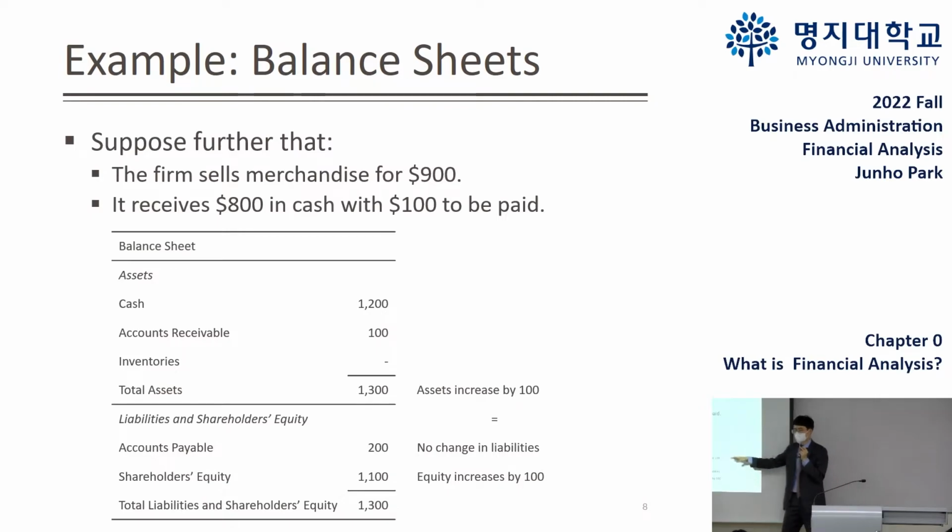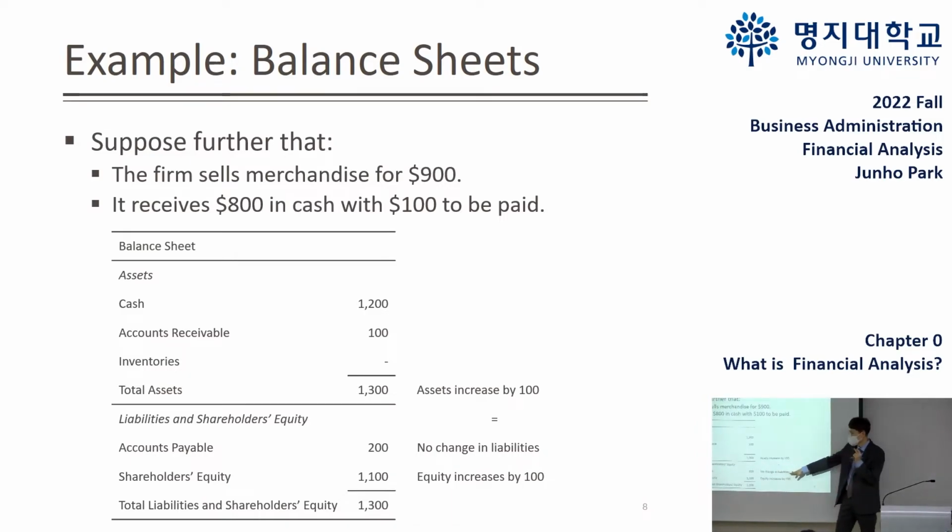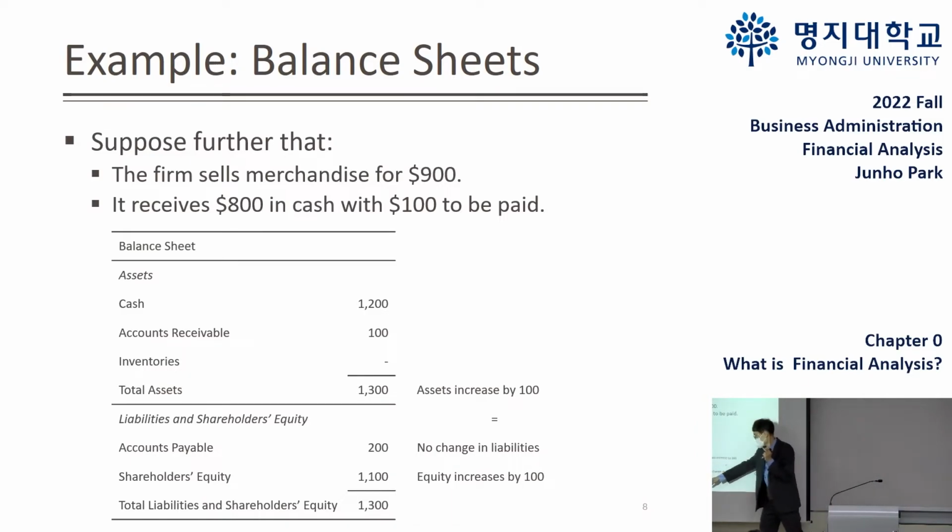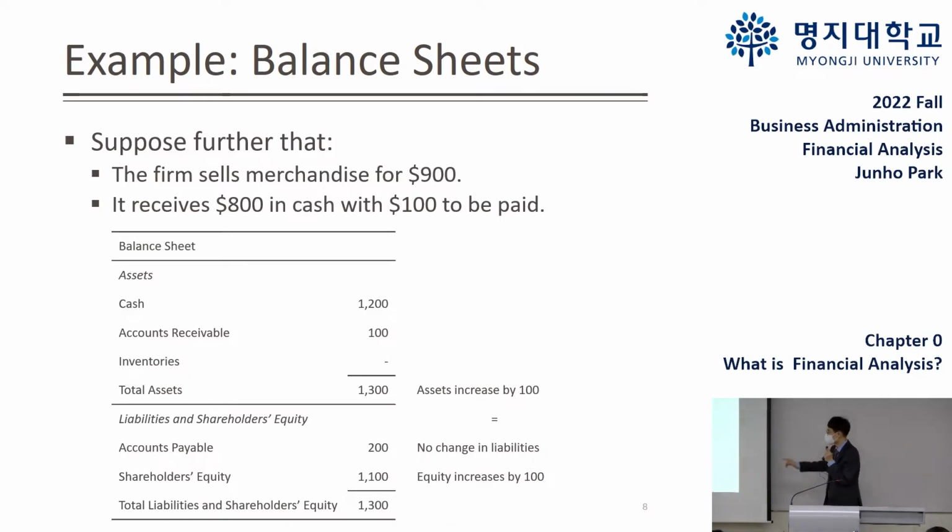And then this is the same for the liabilities and equity side. So there, even though there is no change in liabilities, because you have equity increased by 100, now the accounting principle holds for this transaction again. So from these examples, we can understand that the accounting equation always holds. Okay?